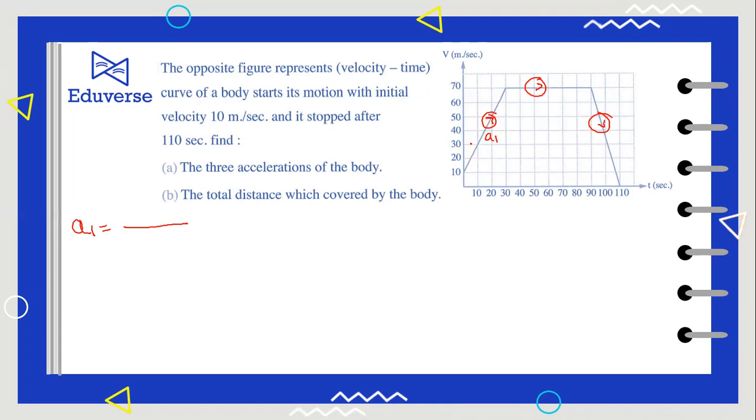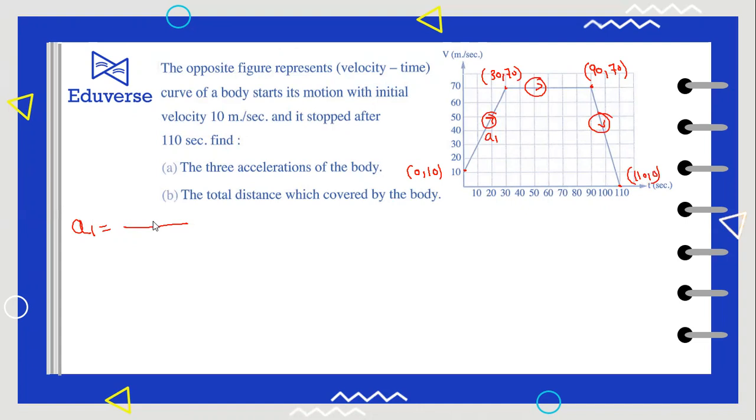The slope of this line equals the difference between y coordinates over the difference between x coordinates. In this case, this point is 0 and 10. This point is 30 and 70. This point is 90 and 70. And the last point is 110 and 0.